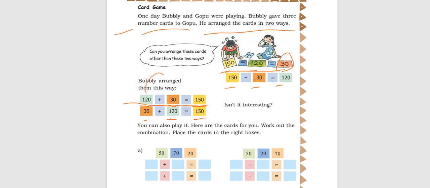You add 120 plus 30, you get 150. You add 30 plus 120, you still get 150. So in addition, the order of the numbers does not matter, but in subtraction, it does.